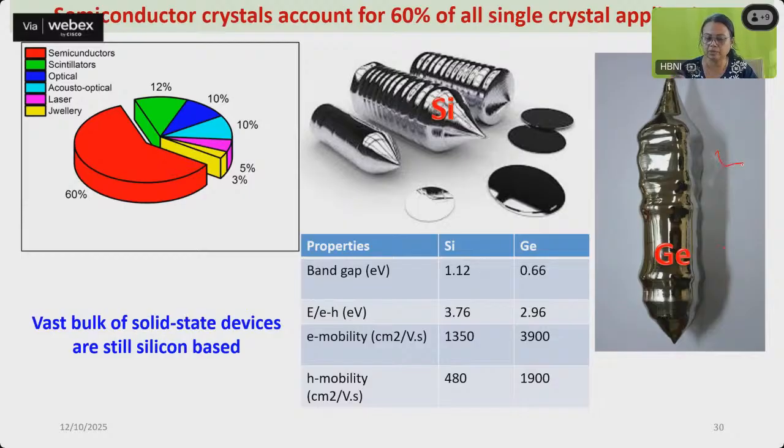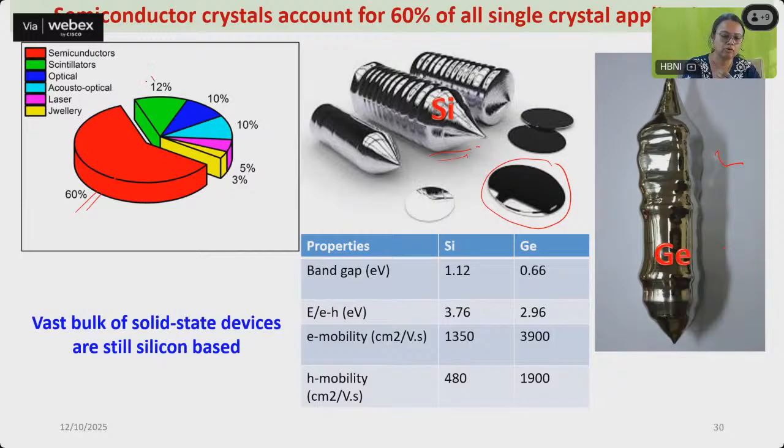Here you can see the germanium single crystal. This is the silicon crystal, and this silicon crystal is cut and polished into wafers on which we make the ICs. The semiconductor crystal growth accounts for more than 60% of all single crystal applications. In the next class, we will be talking about single crystal growth. Most single crystal growth techniques have advanced because of their application in the semiconductor industry, with around 60% of crystals dedicated to semiconductors.